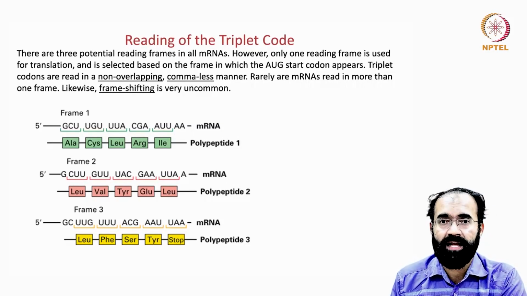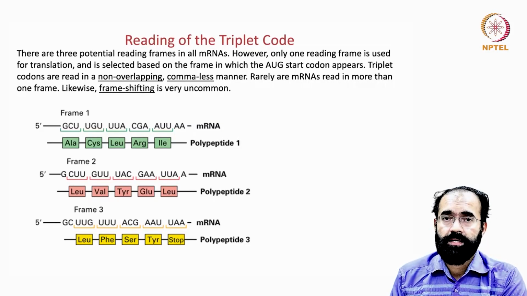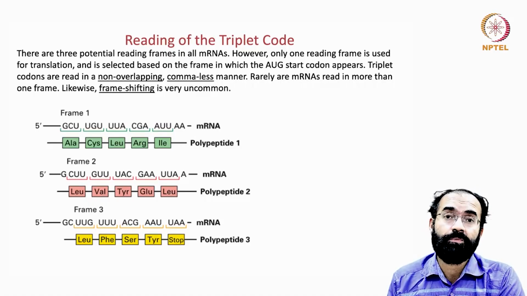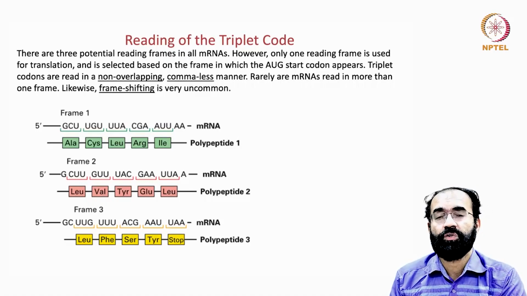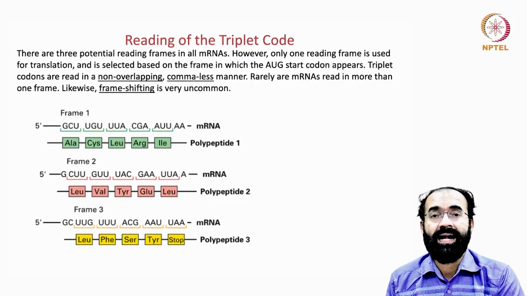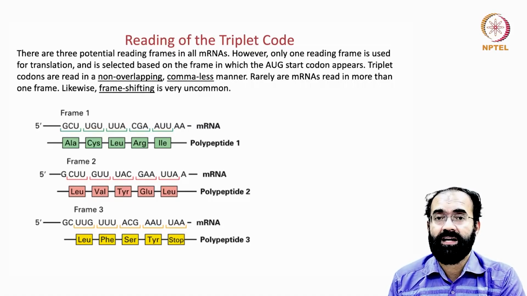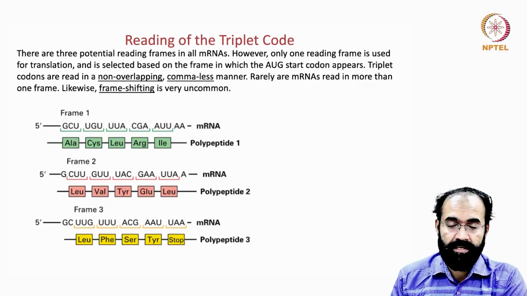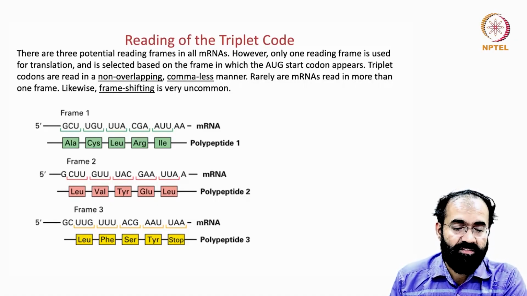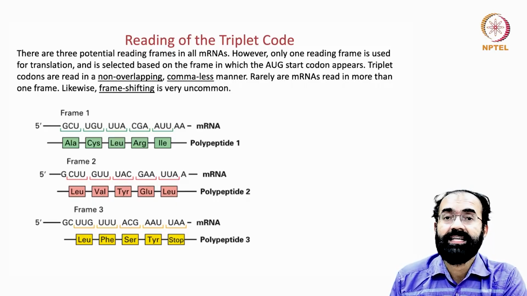So the system makes sure that if any out of frame reading happens, it will not waste the resources in the cell by producing unnecessary protein. It will immediately be marked for degradation, because it makes only around 7 or 8 amino acids. The triplet codons are read in a non-overlapping or comma-less manner. Rarely are there mRNAs that are read in more than one frame. Likewise, frame shifting is very uncommon.